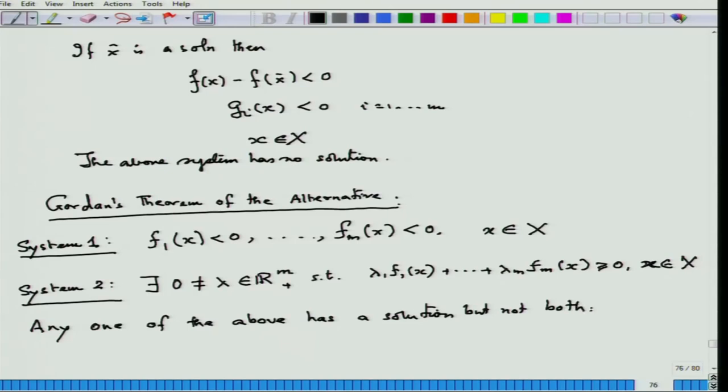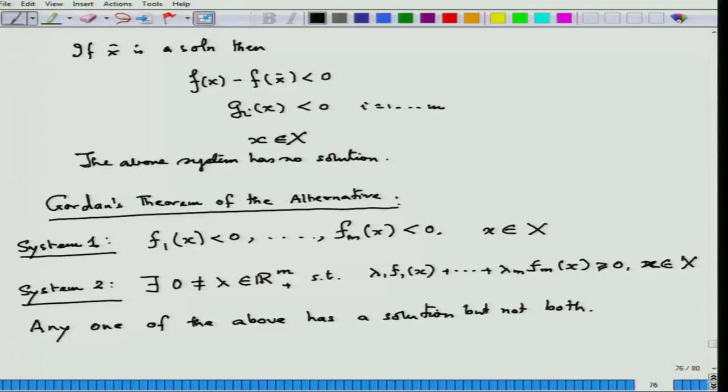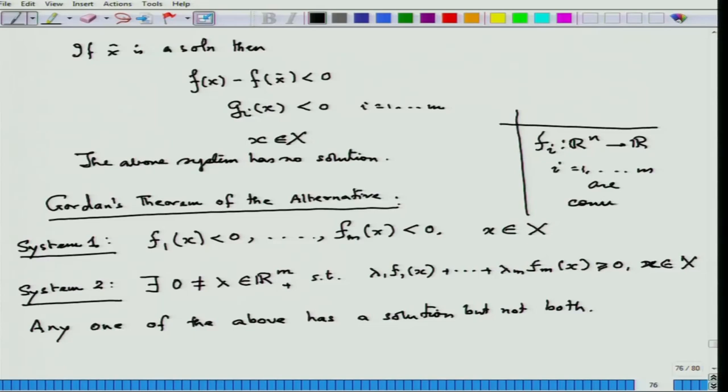So, once this result is given to you, you say hooray, now I have an immediate approach, I can tackle it. You see, these f 1, f 2, f n's, just to keep you posted on this fact, we are always using convex functions. So, if there is no x for which this system is true, then this other system must be true.